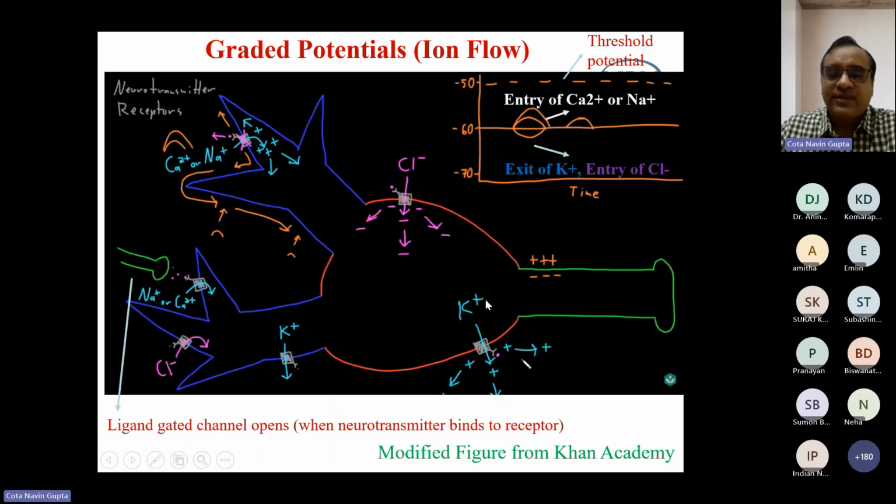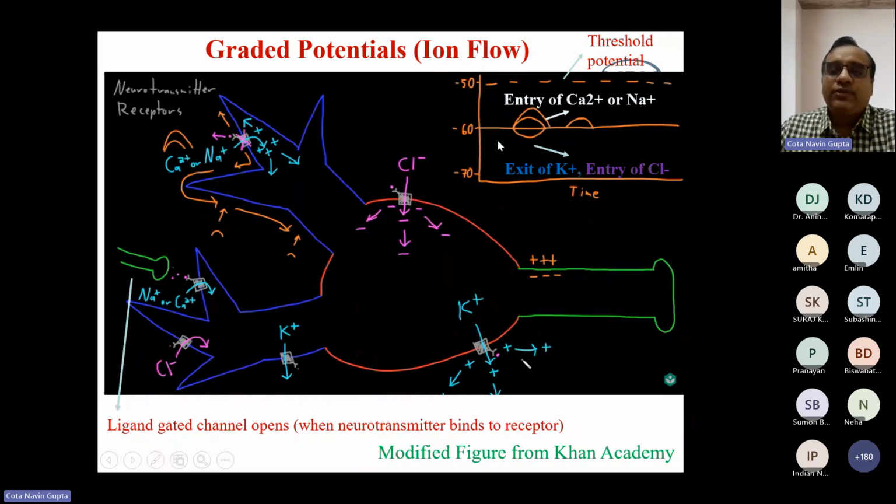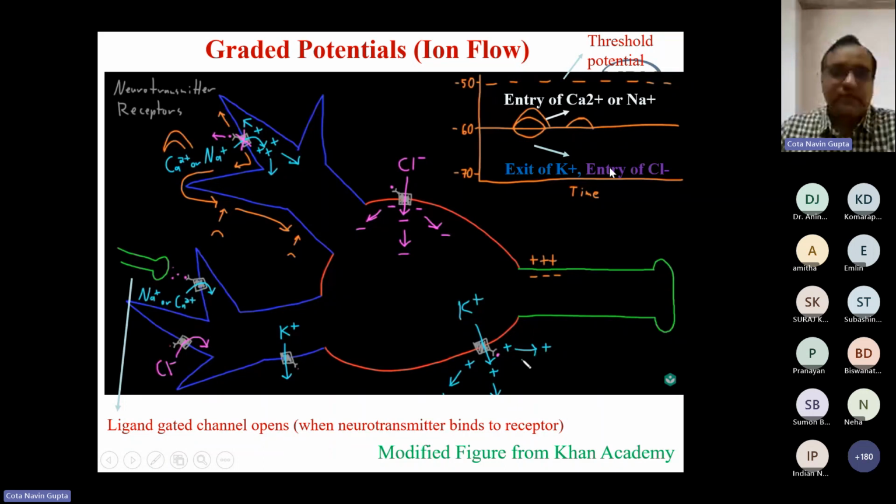You have K plus ions inside your neuronal membrane, and if they exit, the membrane is going to become more hyperpolarized, that is, more negative. The entry of Cl could also happen, which means it is going to become more hyperpolarized. This is just one scenario. Depending on each neuron and each synapse, in between there are going to be bunches of neurons, and lots of such scenarios are happening.